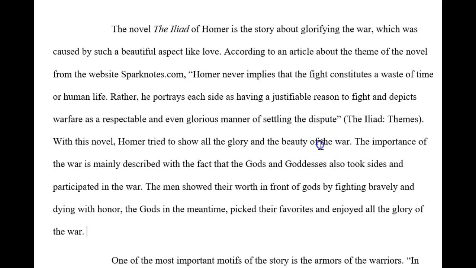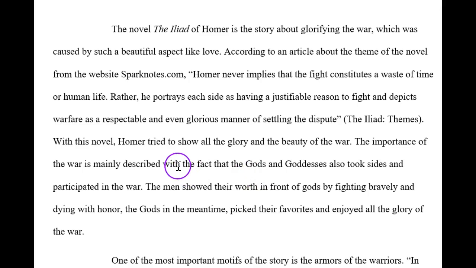Okay, we have "the war" way too many times. You can see that, right? When you hear it, you can see that this student is just repeating the same thing over and over again. Also, this statement about the novel is not correct, is it? An author doesn't try to show anything. This is a classic novel. He showed it. He didn't try to do anything.